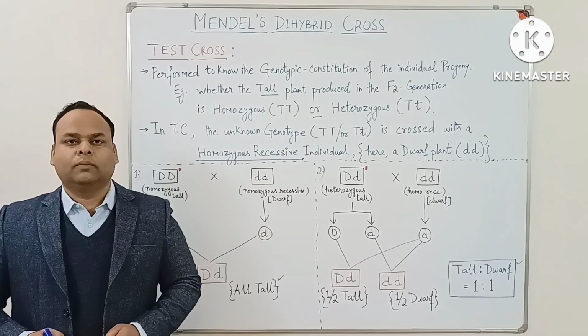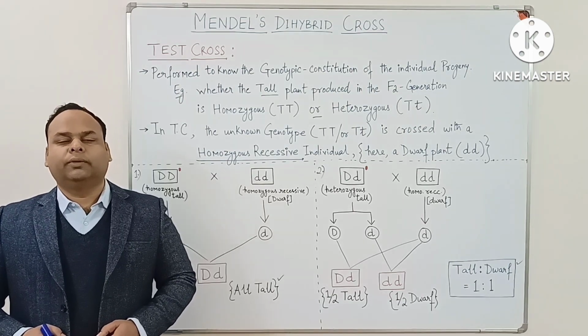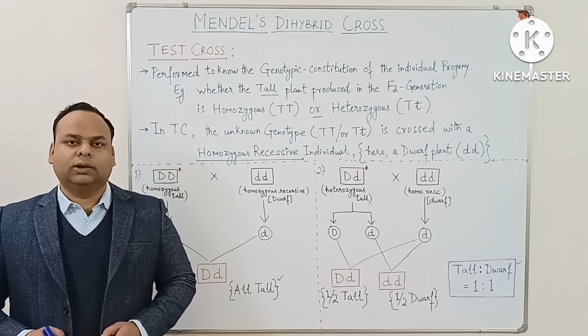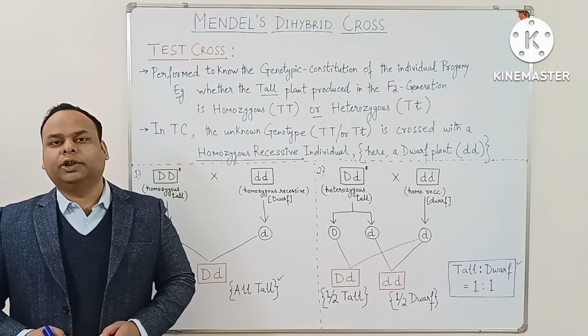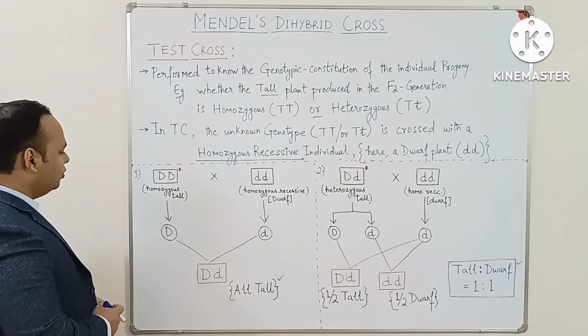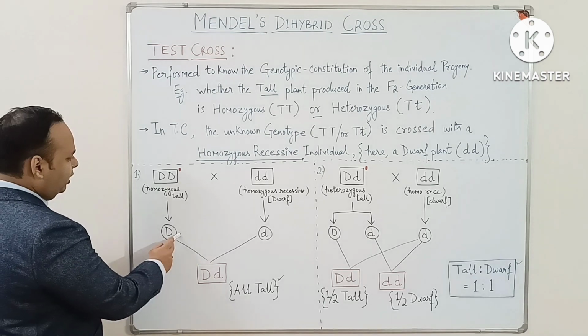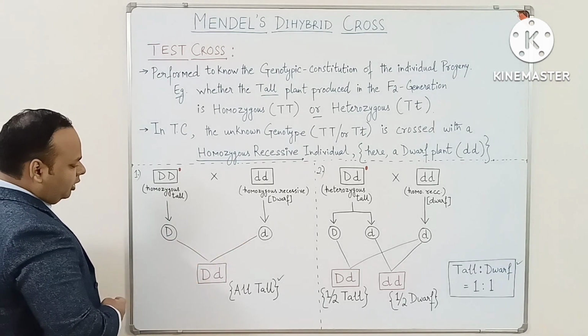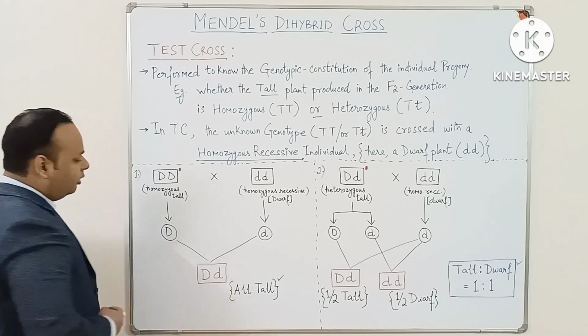dwarf plant. In the first case, where the tall plant is homozygous, when it is crossed with a homozygous recessive individual, that is a dwarf plant, each plant produces only a single kind of gamete, and in the next generation progeny, all the plants are tall.